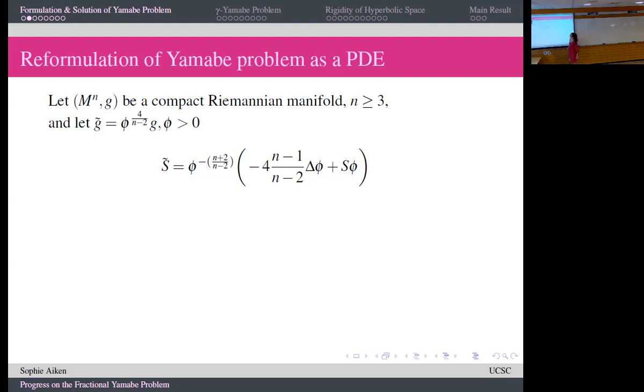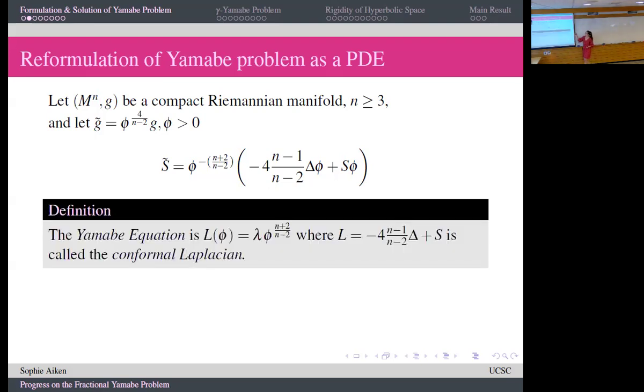If I want to know that my metric, G tilde, which is conformal to the given one, admits constant scalar curvature, I need to know how the scalar curvature changes with a conformal transformation. So that's exactly what we have here. If phi is some conformal factor, just a positive smooth function that I multiply onto G, then phi to the 4 over n minus 2 times G gives me another conformal metric. Then the resulting metric G tilde has the following transformed scalar curvature.